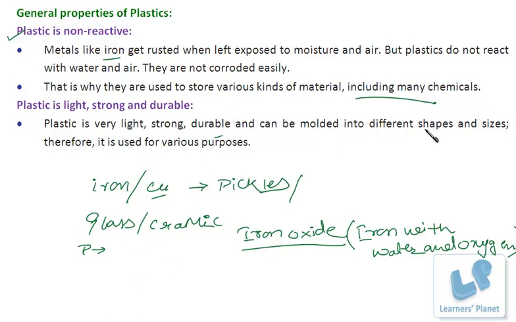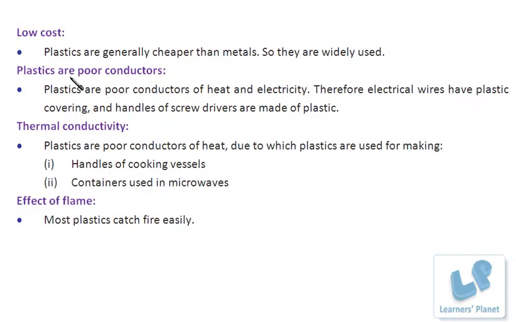Plastic is durable also. It can be molded into different shapes and sizes. Therefore, it is used for various purposes. These are the two benefits of plastics. This is why plastics are in huge use these days. We are using so much plastic these days. The next is the cost. Plastics are low cost. Of course, they are generally cheaper than metals. They are cheaper than ceramics. So they are widely used.